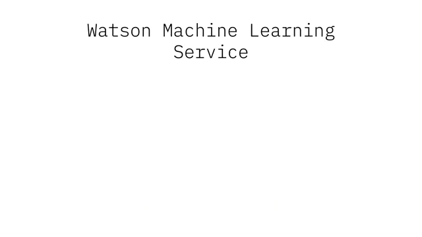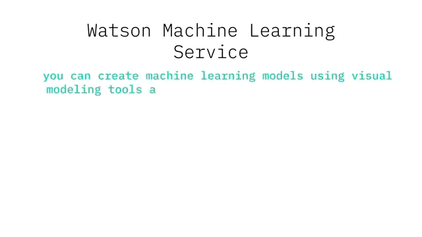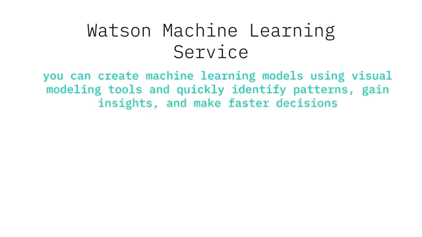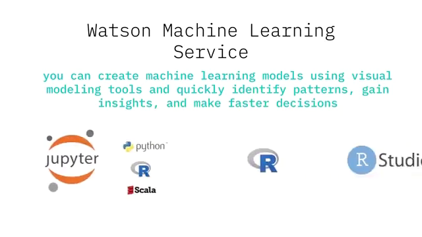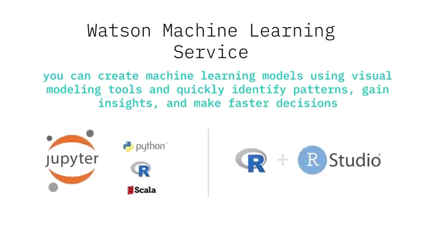With Watson Machine Learning, you can create machine learning models using visual modeling tools and quickly identify patterns, gain insights, and make faster decisions. Use Jupyter Notebooks with Python, R, and Scala, or work with R in RStudio to build sophisticated analytic models trained with your own data.